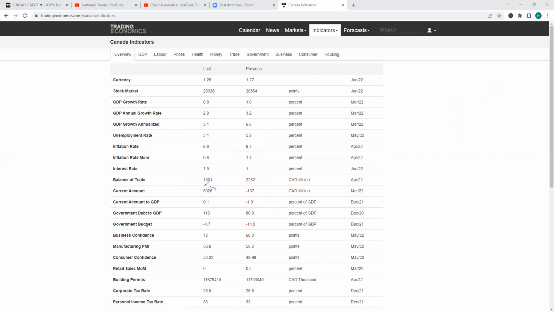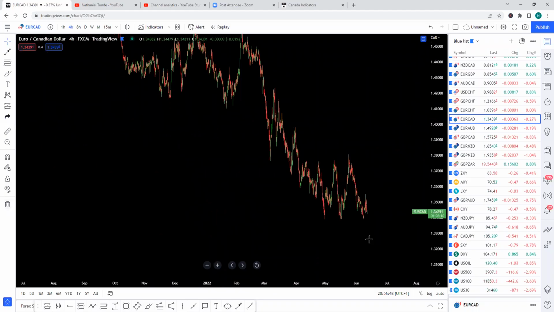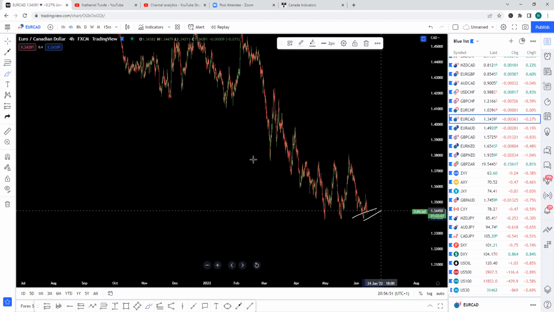So this one was minus 16,000 in case of the euro. Look at Canada, this one minus 16,000 for euro, very negative. So with interest rate, we have checked it. With balance of trade, we have checked it. With current account, we have checked it. So Canada is better to hold than euro. For that reason, we are looking for euro Canada sell. And this is why we are looking for sell. But is this level a good level for sell?